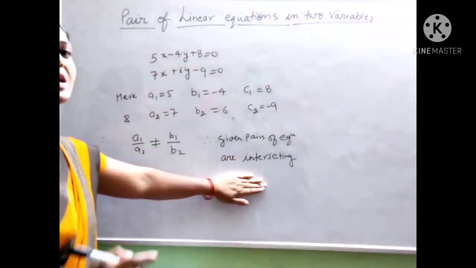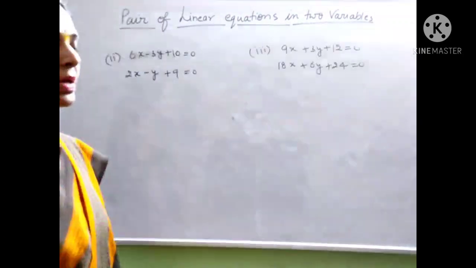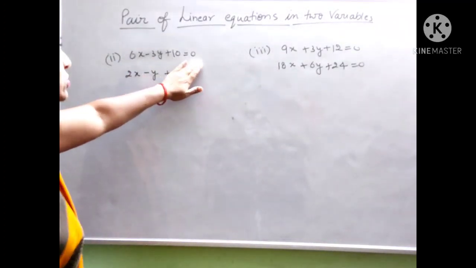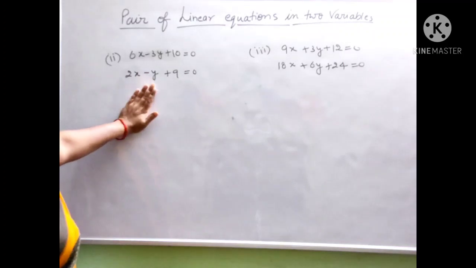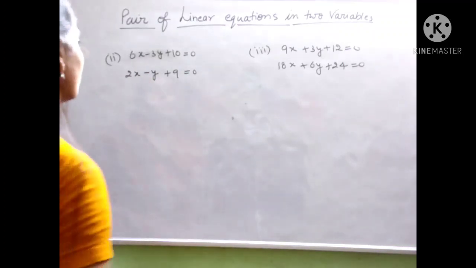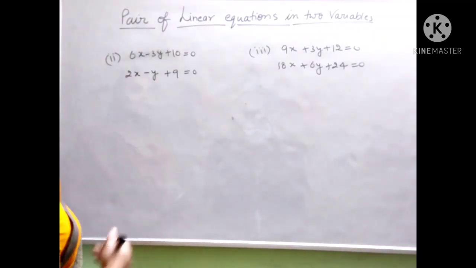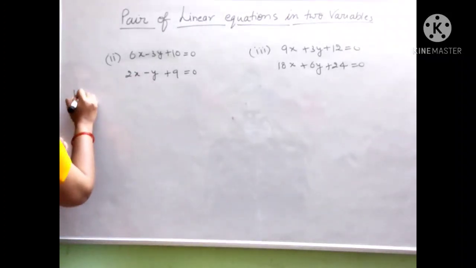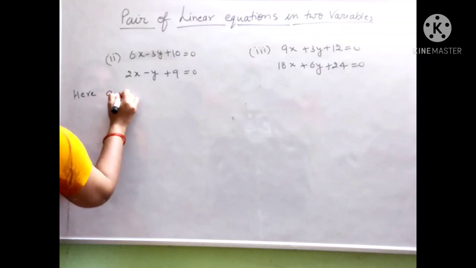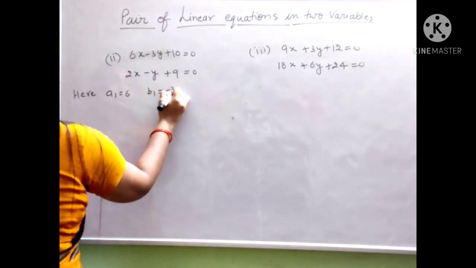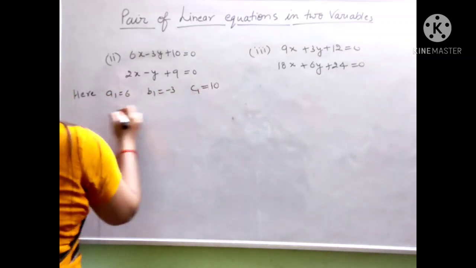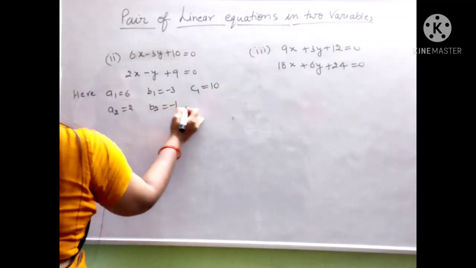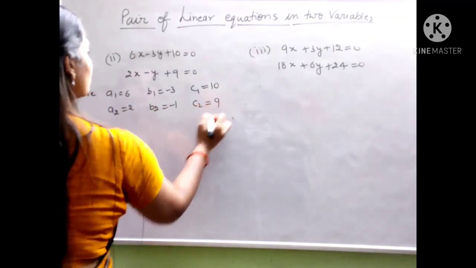That means they have a unique common point. Next question is 6x minus 3y plus 10 is equal to 0 and 2x minus y plus 9 is equal to 0. Now first of all we have to find the value of a1, b1, c1 and a2, b2, c2. Here a1 is equal to 6, b1 is equal to minus 3, c1 is equal to 10 and a2 is equal to 2, b2 is equal to minus 1 and c2 is equal to 9.